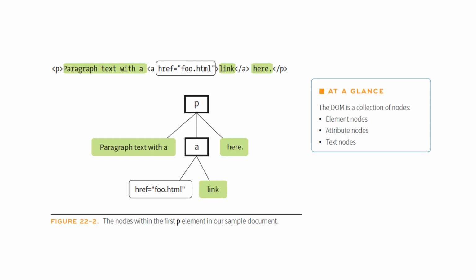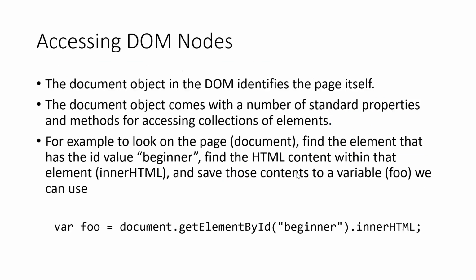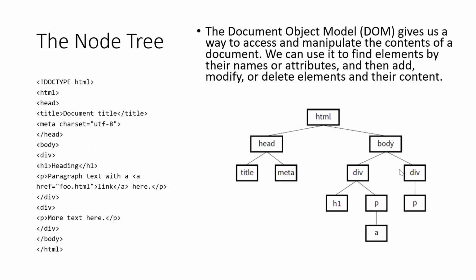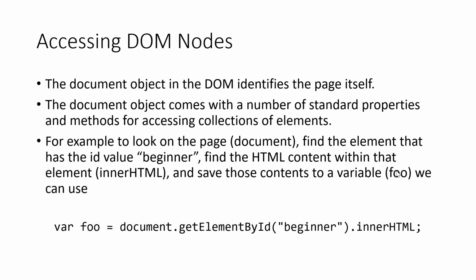So you can use it that fashion to access it. Now that we have learned that for any document you can find a node tree like this, let's look at how we can access each of these nodes. So the DOM, as we discussed earlier, will identify the page itself, and then it'll have properties.